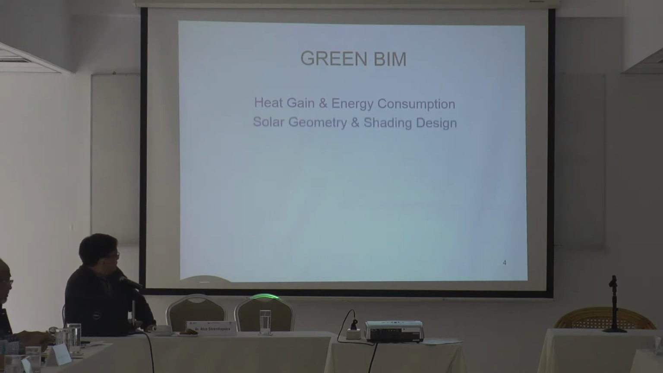Okay. This one, solar geometry and shading design. You might want to look at how the building can protect itself from the solar heat gain, from the radiation. And this is very important because we want to have a high quality working space that can protect you from the sunlight or glare from the daylight. So you might want to do this solar geometry and shading design.